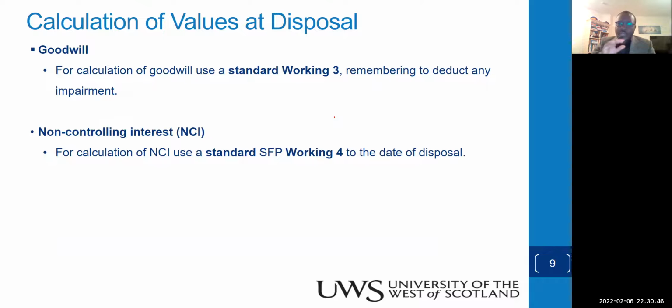Like I said, goodwill calculation, nothing changes. Just remember to deduct any impairment. Don't say, well, I'm disposing of it, so whether there's impairment or not, I don't care, it's just my goodwill, I'll recognize it. No, be prudent. An accountant is expected to be prudent enough to recognize any impairment that has occurred. Make provision for this, okay? Any NCI calculation, same standard procedure, okay?